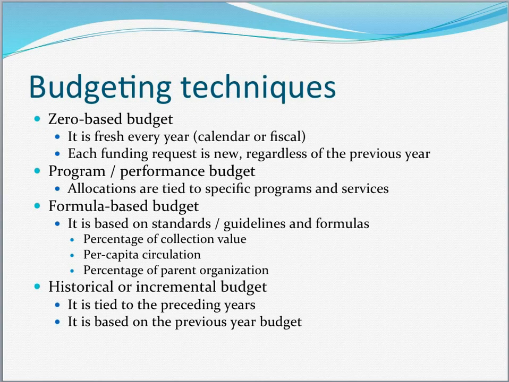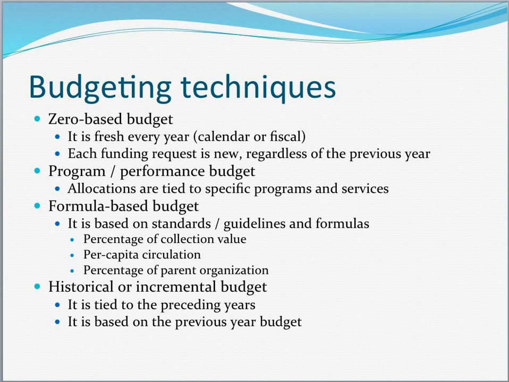There are at least 4 budgeting techniques, and of course these are models. In most places these techniques are combined. The first technique is called zero-based budget. The second one is the program performance budget. The third one is the formula-based budget, and the fourth one is the historical or incremental budget.